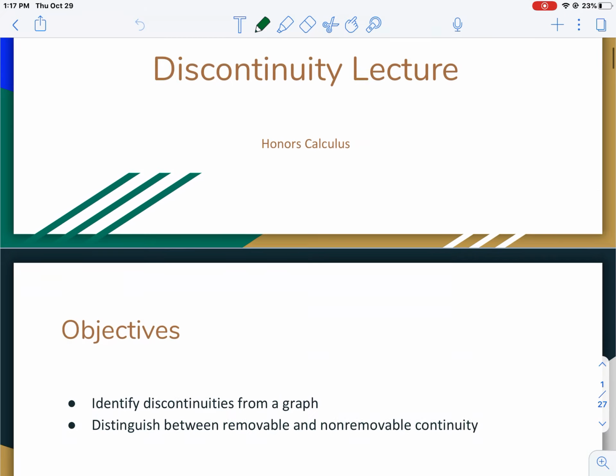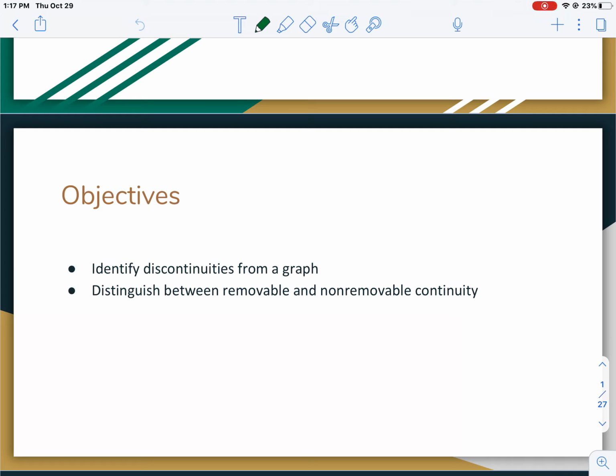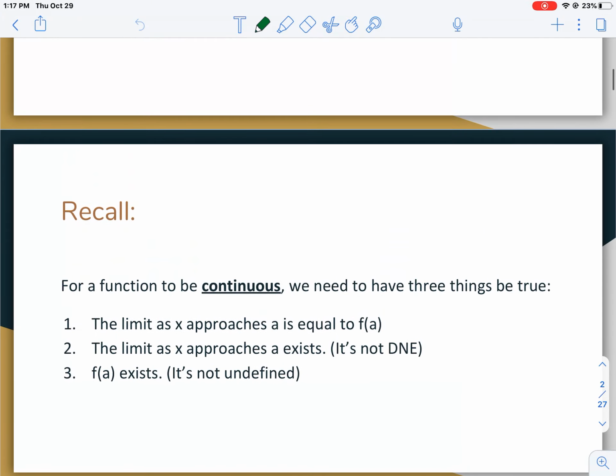All right, so we're going to look at some discontinuities today. Our objective: identify discontinuities from a graph and distinguish between removable and non-removable discontinuity, okay?